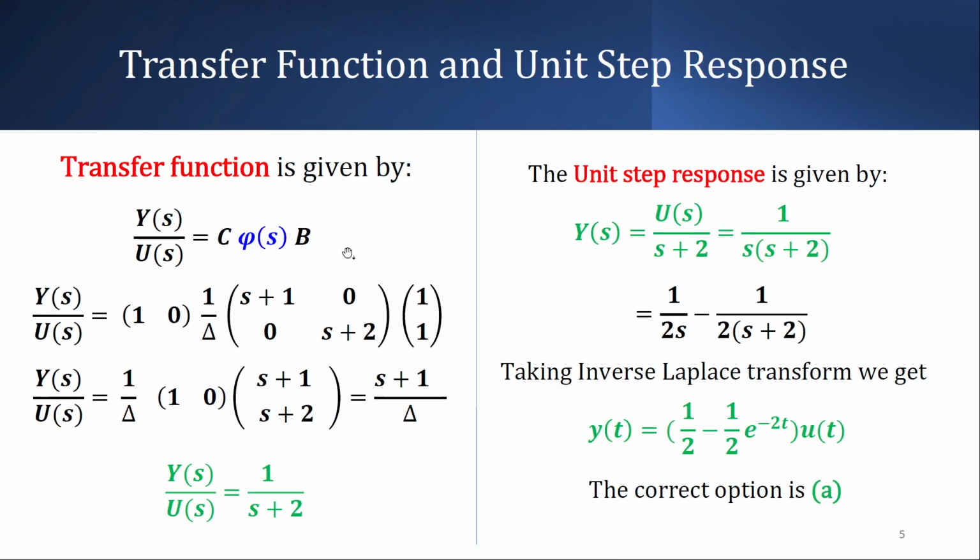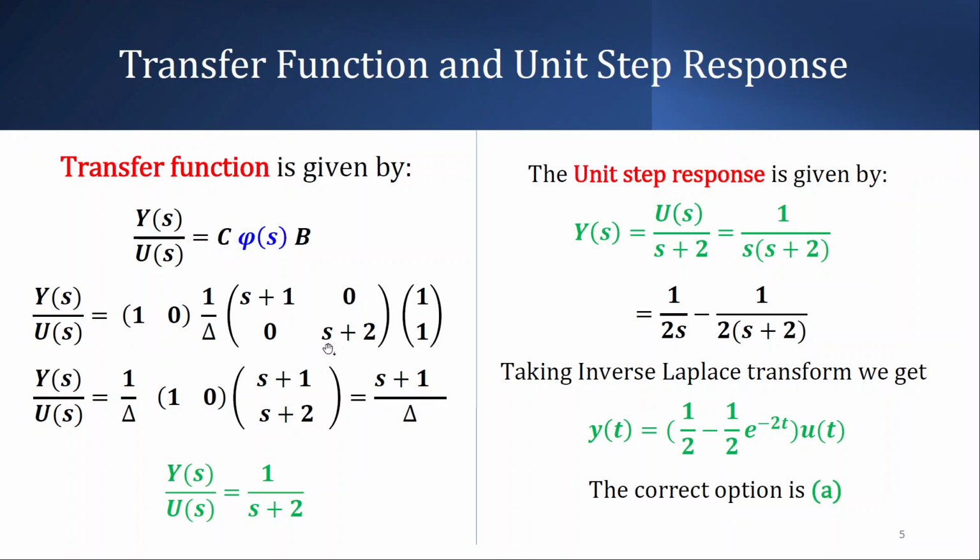Having found the Laplace transform of the state transition matrix, now let us attempt to find the transfer function of the system that has been given to us. We know that the Laplace transform of the output over the Laplace transform of the input is given by C phi of S into B. I have done this step by step: I replaced C with its elements, psi of S with 1 by delta times S plus 1, S plus 2 and 0, 0 on the off-diagonals, and the B matrix with 1 and 1, the column matrix. I replaced each matrix with its corresponding elements.